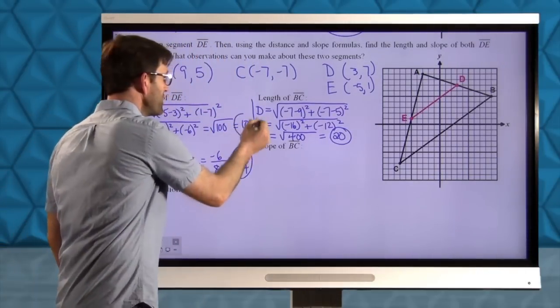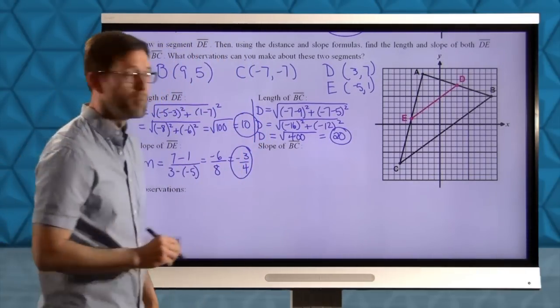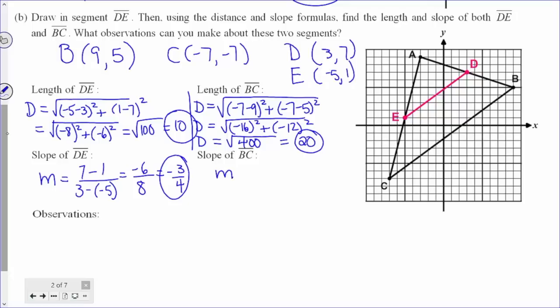All right, let me circle this so that we've got it. Let's do the slope of BC right away. The slope of BC will be -7 minus 5 divided by -7 minus 9. That's going to give me -12 in the numerator and -16 in the denominator. All right.